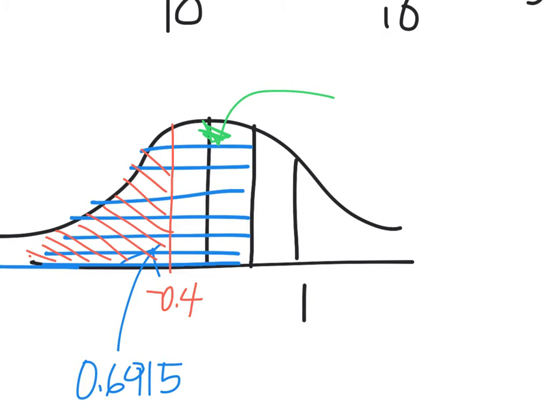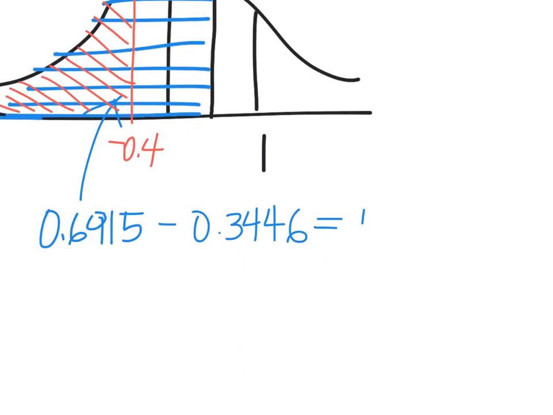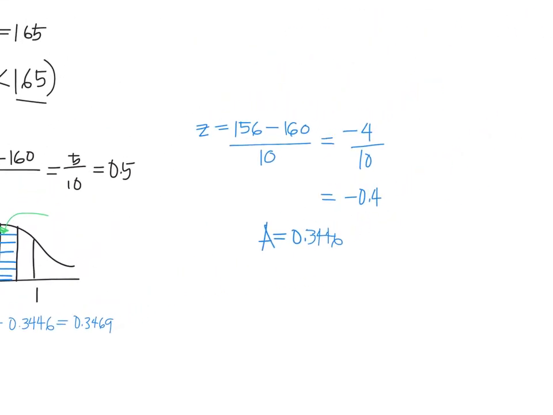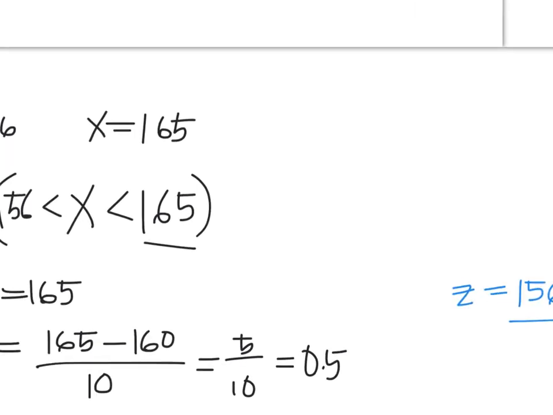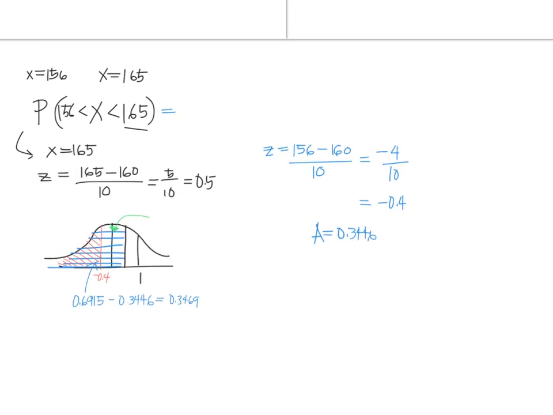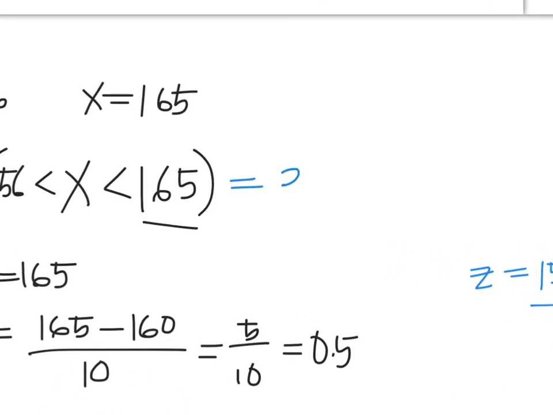Okay, so to finally find the area in between, we have to subtract the 0.3446 from the bigger area, 0.6915. So 0.6915 minus 0.3446 is equal to 0.3469. So the probability that the height is between 156 and 165 is equal to that value in percent, 34.69%.